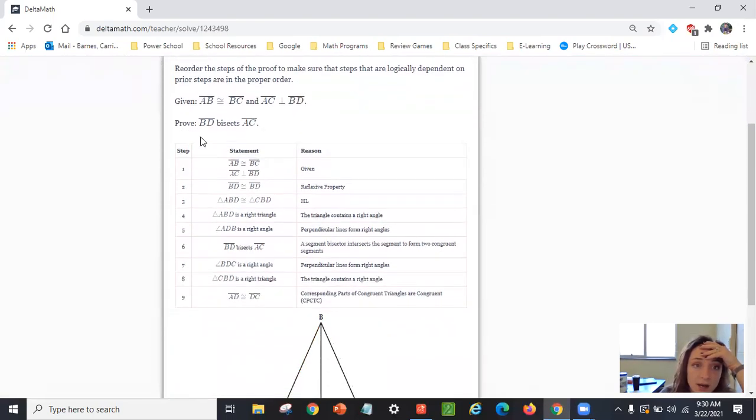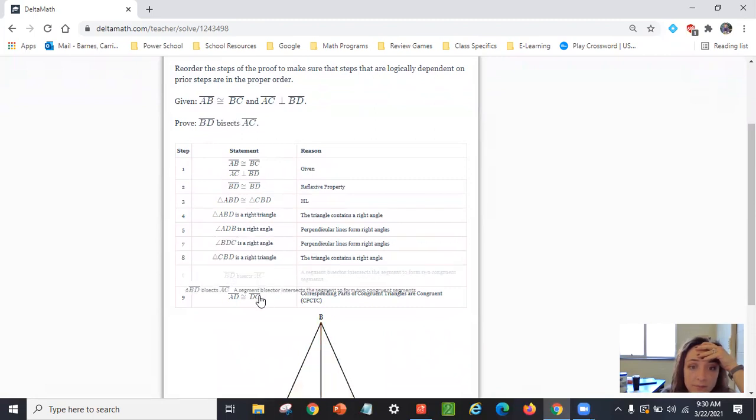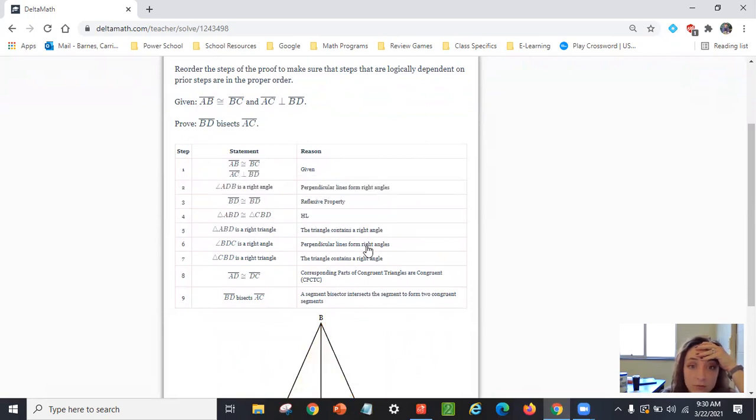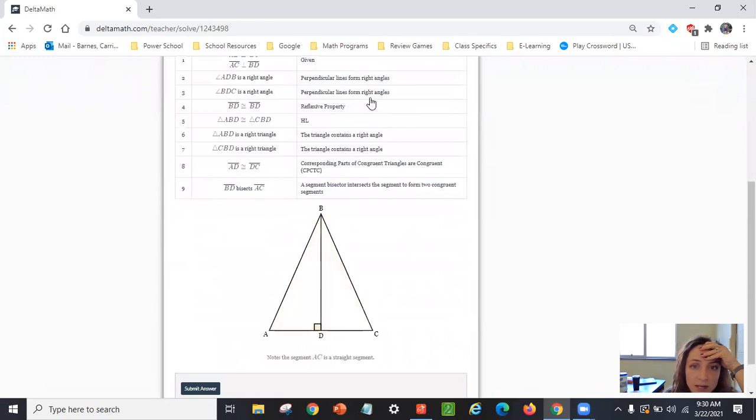Okay, let's try this one. Given and prove. So prove, I want to drag that to the end, right here. Okay, we were given that these two are perpendicular, so we can pull the perpendicular lines form right angles up at the top. Reflexive property can always go next, so we can put that one there. And since we're talking about right angles, that means we can go ahead and pull the right angle statements after that. Okay, so we can pull these next. And it doesn't matter if reflexive is first or after these. It really doesn't matter there.